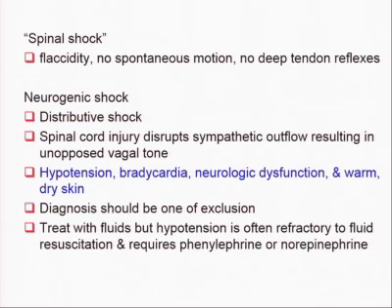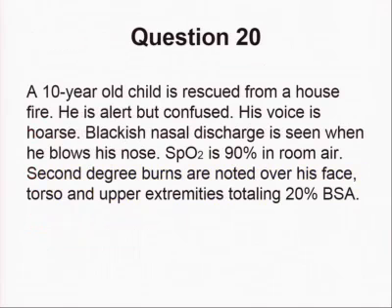Next part is shock. So you have spinal shock with this flaccidity, no spontaneous motion, no deep tendon reflexes. And does this patient have neurogenic shock? It's kind of distributive shock. And in this case, the spinal cord injury disrupts the sympathetic outflow, so it results in unopposed vagal tone. Because there's no sympathetic outflow and there is parasympathetic flow, you have hypotension, bradycardia, along with the neurologic dysfunction and warm, dry skin. So the diagnosis should be one of exclusion. You treat with fluids, but again, if your hypotension is refractory to it, then you require either phenylephrine or norepinephrine, a vasopressor, some sort of an alpha agonist.